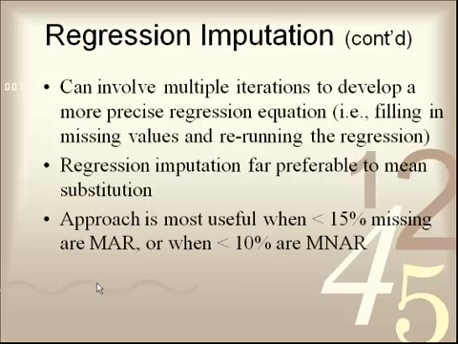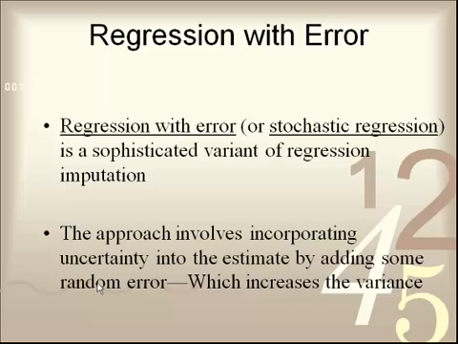It's very helpful when you have information that's less than 15% missing at random, or less than 10% missing not at random. The other kind of regression imputation is a regression with error, or a stochastic regression. It's an extremely sophisticated way of doing a regression imputation, and again, something that with a couple of commands in a software program, it does it for you.